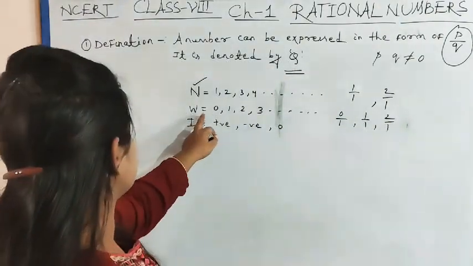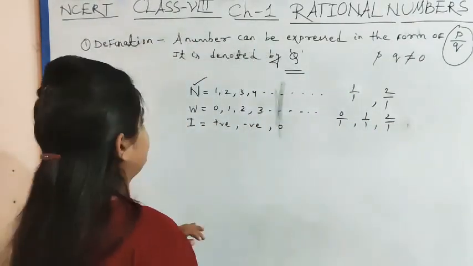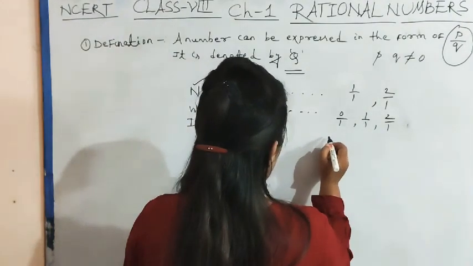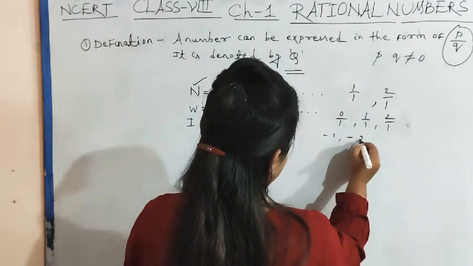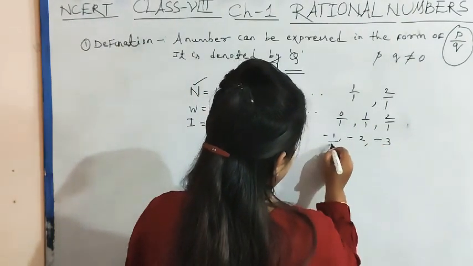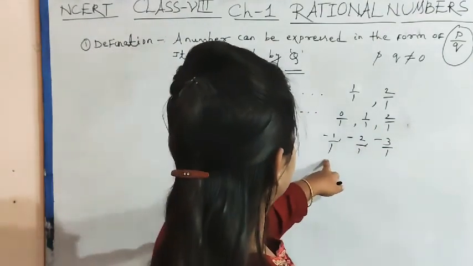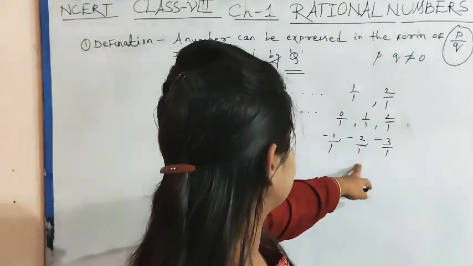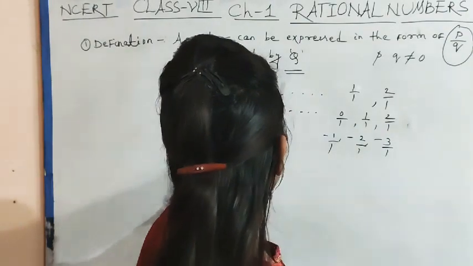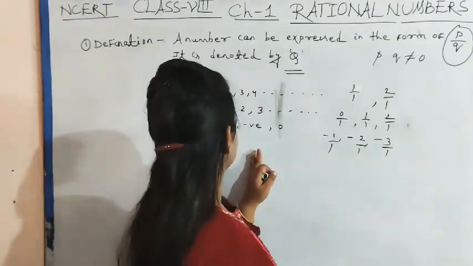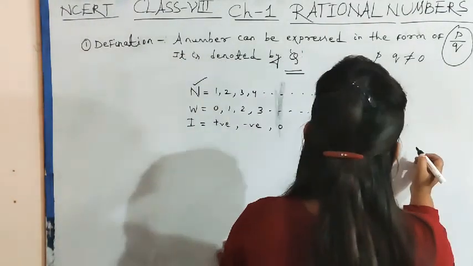Understood? So all whole numbers are also rational numbers, and positive and negative numbers too. Take negative numbers: minus 1, minus 2, minus 3. The denominator is 1. Minus 1 by 1 is minus 1, minus 2 by 1 is minus 2, minus 3 by 1 is minus 3. So all negative numbers, positive numbers along with 0 can be written in the form of p by q. Understood?